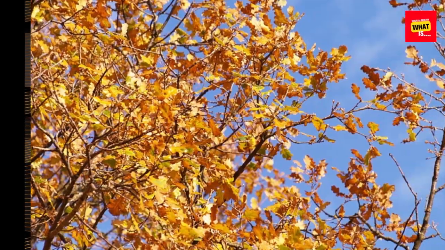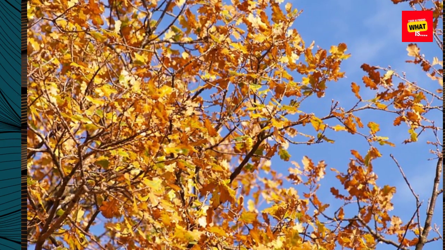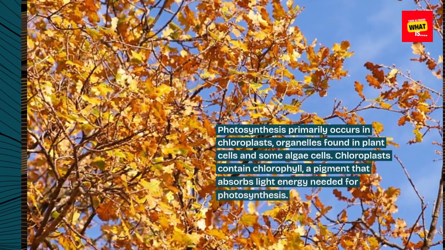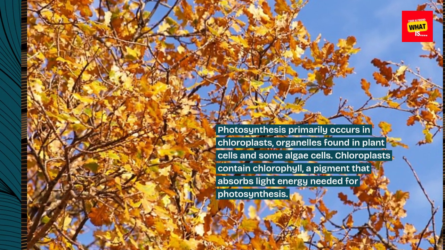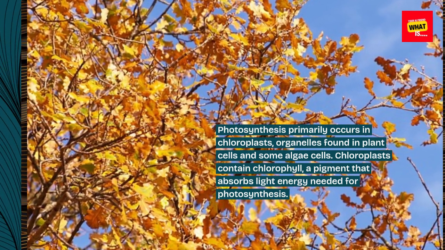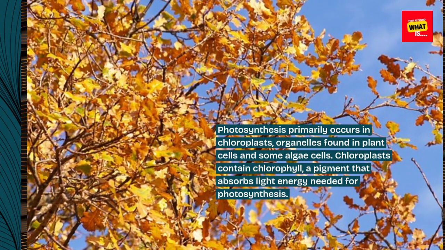Photosynthetic organisms. Photosynthesis primarily occurs in chloroplasts, organelles found in plant cells and some algae cells. Chloroplasts contain chlorophyll, a pigment that absorbs light energy needed for photosynthesis.